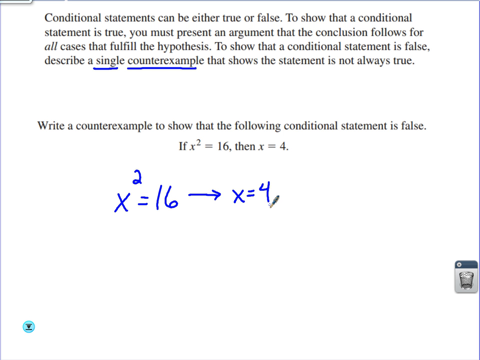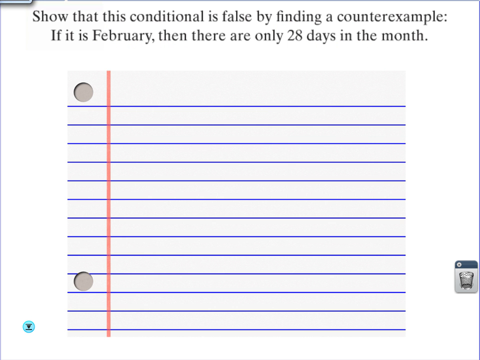Is x equal to 4, or could x be 4? Can somebody come up with an example of what would make that false? Because I'm saying x squared is 16, I know that x is 4. Do you know x is 4? Or could it be, what else? Negative 4. There's your counterexample. X doesn't have to be 4. X could be negative 4. So you can't say if x squared is 16, then x is always 4, because it could be negative 4. That's your counterexample that proves that wrong.